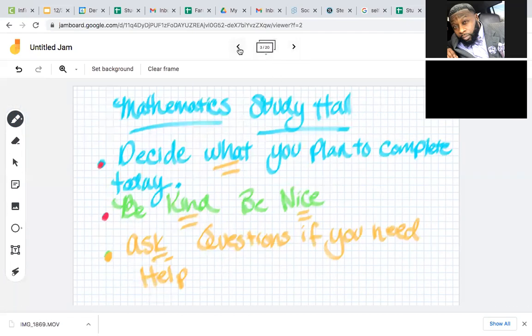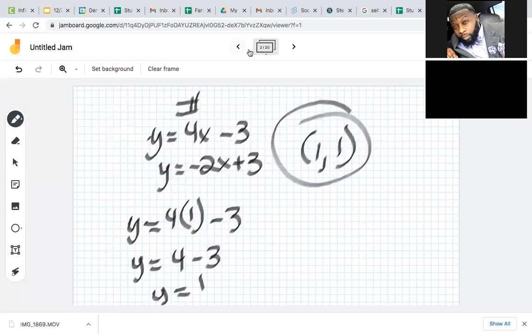Wait, how would we graph that? Well, you don't have to graph it. It's just asking you for that pair. But if you had to graph it, if you come up with 1, 1, if this is 0, you go over 1, and you go up 1. So that's 1, 1. That's the solution. You got it? Yeah. All right. Awesome.